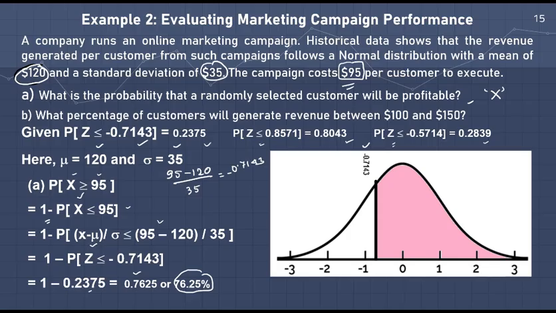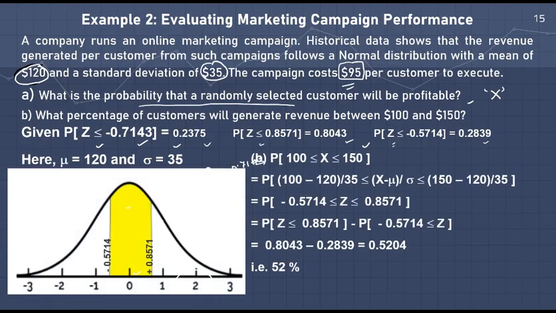Let us look at the second problem. We are to compute the percentage of customers, which means actually probability, and then you convert it to percentage. In the first one, it asks for the probability that a randomly selected customer is profitable, so you could have stopped there. They have not asked for a percentage, so you may not compute it. Anyways, let us go to the second one, that is B: the percentage of customers who will generate revenue between $100 and $150. That means your X lies between $100 and $150.